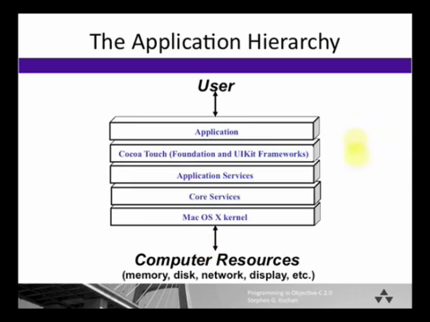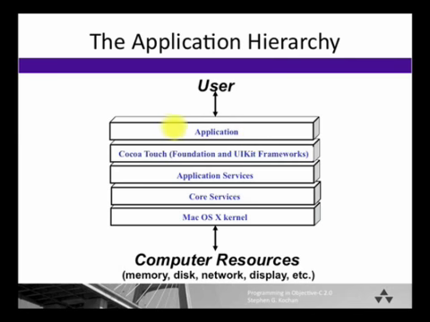This is a very simple diagram that shows you the layers that exist between you, the user, and the actual computer resources that you're using. For example, it could be the iPhone's display, it could be its memory, or on a Mac OS X native application, it could be the computer's disk. It could be the network, for example, on either type of device. So you have these layers, and up here sits your application.